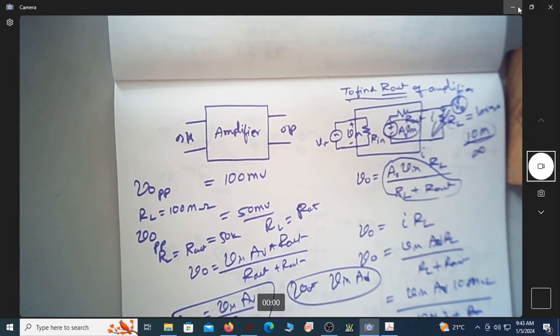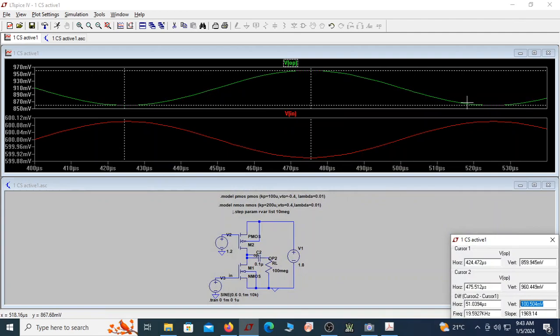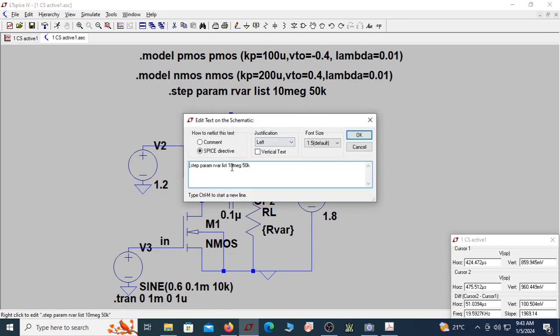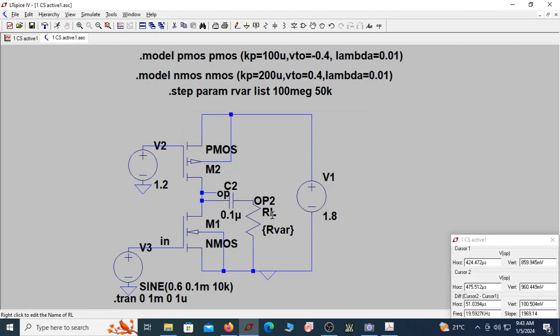Now how do I make that 100 mega to 50K? Let me just undo here. If I do undo, all those things will go away and I'll get back. Okay, now this is fine. Either you can make it 10 meg or 100 meg. Let me make it 100 meg only. First the resistance RL will be 100 mega ohm, and I will get the output voltage, and then I will get the output voltage for 50K as my RL. Let me run now.